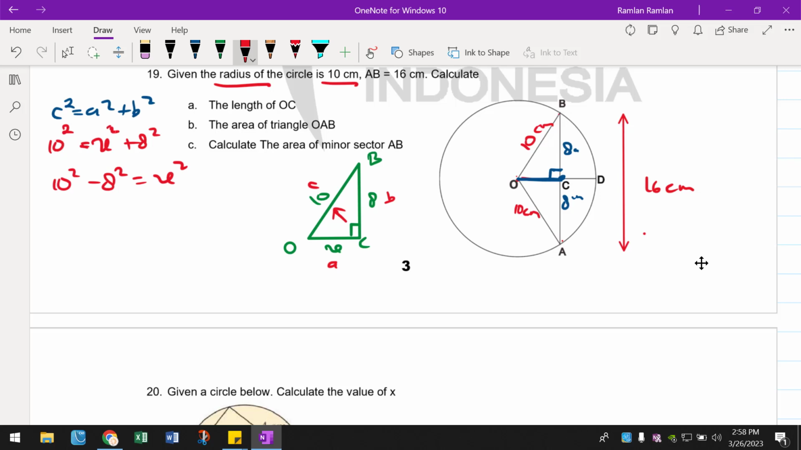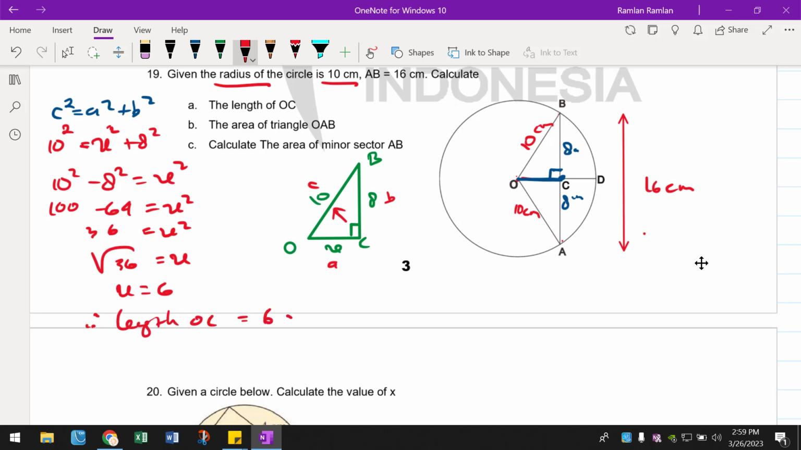Okay, 10 squared minus 8 squared is 100 minus 64, and that will be 36, equals x squared. So we want to take the square root of both sides. Remember that actually we have a plus or minus over here, guys, but again, you don't have to worry about that, because for this case you're just going to use the positive value, because the length cannot be negative. So the square root of 36 equals 6. Okay, because the 6 is the length from here to here, that's the OC, so you can conclude that the length of OC is equal to 6 centimeters.